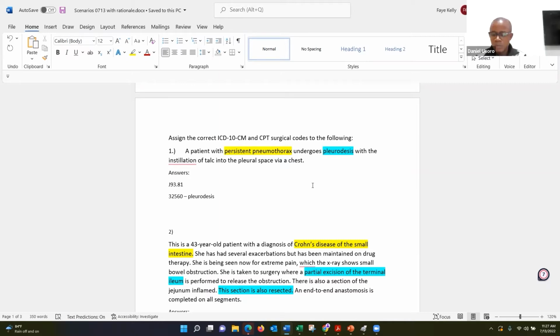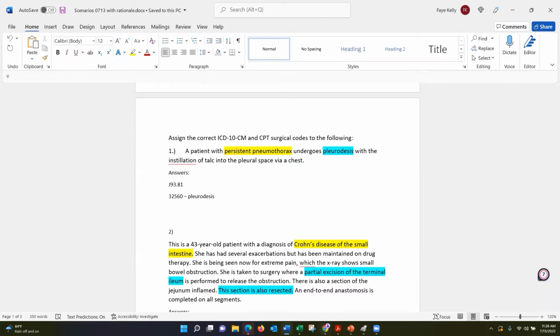Okay. So what a pleurodesis is, it's a procedure which involves putting a kind of irritant drug, which is the talc in this case, into the space in our pleural cavity between the lung and the chest wall. And this is a lot of times to fight the infection, in this case, the pneumothorax.